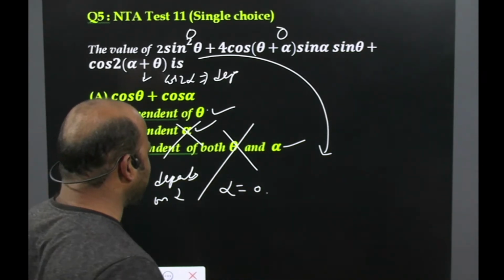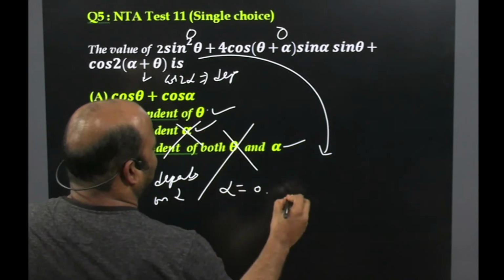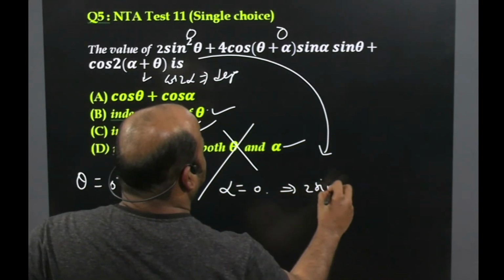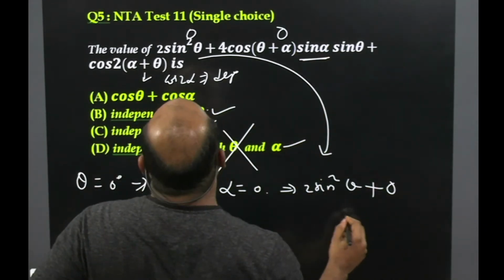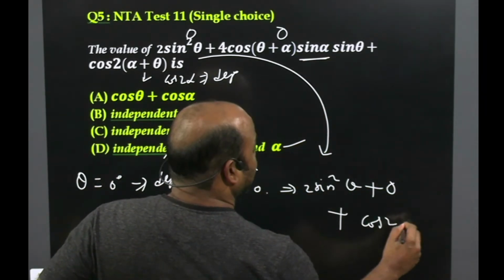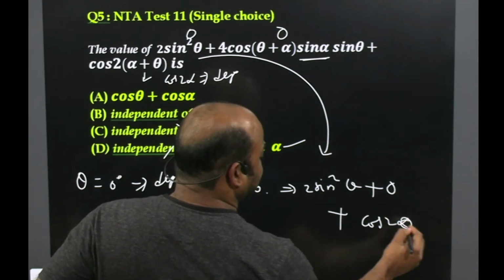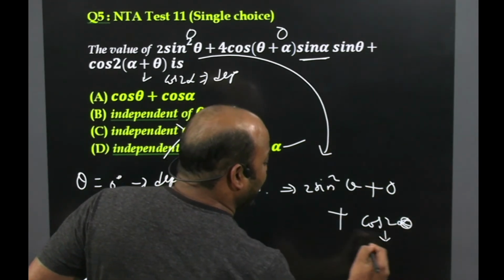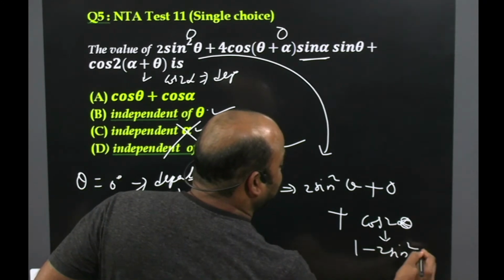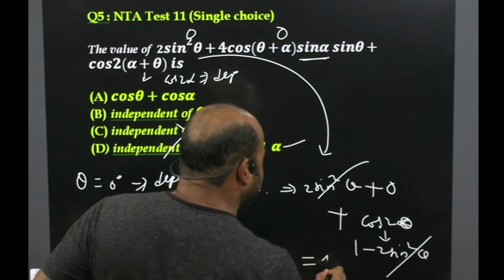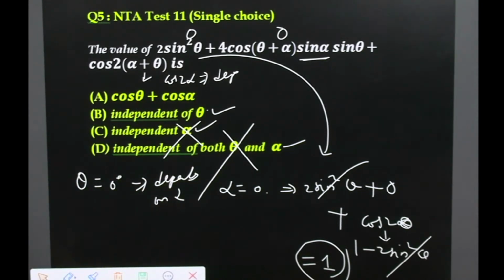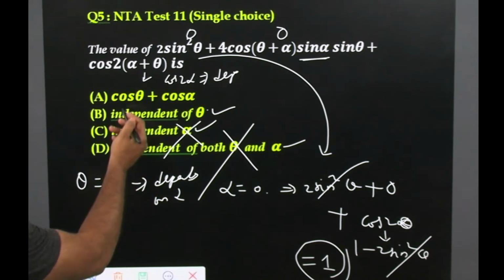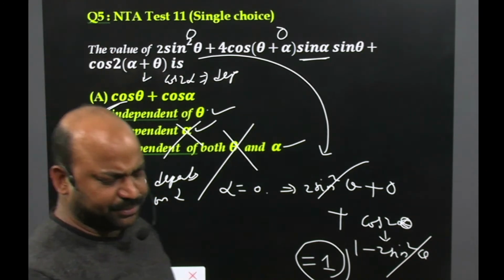Can you put alpha 0? When I put alpha 0, what am I getting, my dear? 2 sin square theta plus alpha 0. Sin 0 is 0 plus cos 2 alpha. Cos 2 theta, formula 1 minus 2 sin square theta. Answer is 1. 1 means it is independent of theta. So the answer is option 2. Beautiful question.